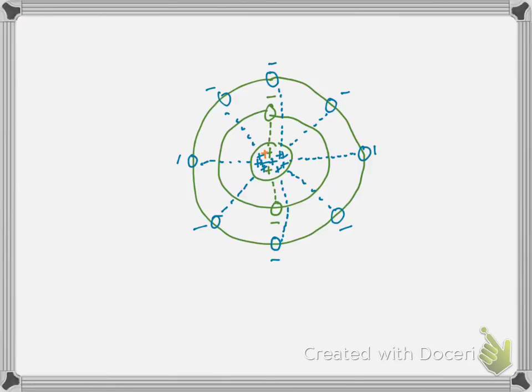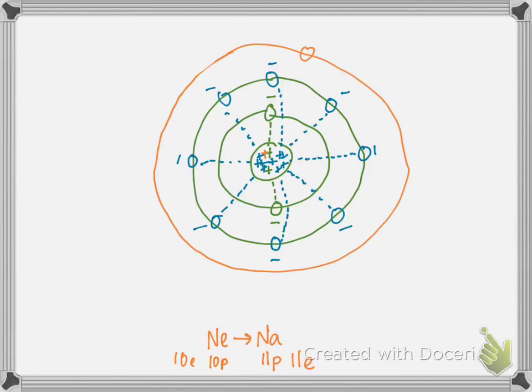All right. If I want to change from neon to sodium, neon has 10 protons and 10 electrons. Sodium has 11 protons and 11 electrons. So if I've already filled up this 10, what do I need to add in order to make it 11? I need to add another ring, right? So that I can add another electron. And I draw my attraction.